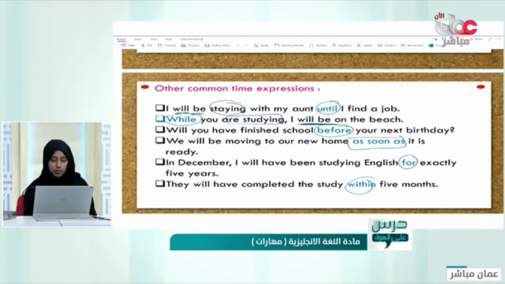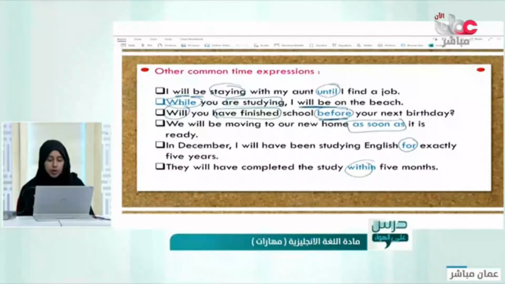Will you have finished school before your next birthday? What do you think, Red Wolf? Maybe some of you, yes, and some of you no, maybe because their birthday is in August. So maybe yes, maybe no. Look here again, we have a question. When we have a question, we have to start with will. We only change the position: we put will at the beginning and put the subject after will. So, will you have finished? Here again we have future perfect. School before: here we have a linking word, a time expression, before your next birthday.